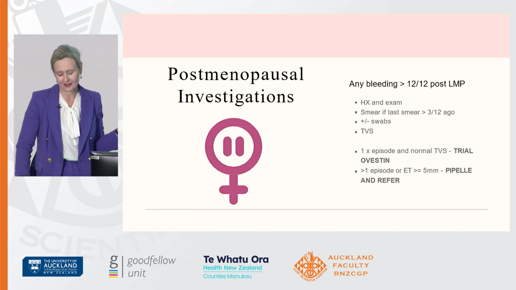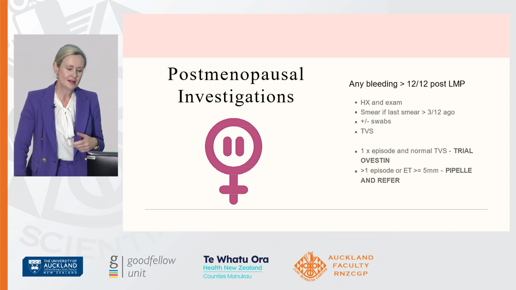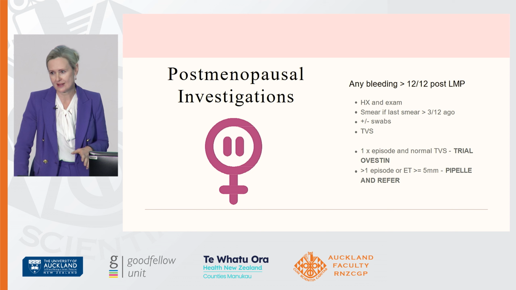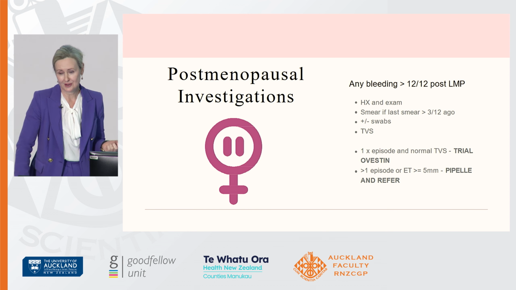And there's differing recommendations depending on the catchment for postmenopausal bleeding as well. So 1 episode of bleeding and a normal ultrasound, that's an endometrial thickness of less than 5 millimetres, please try Ovestin, there's no need to refer. The chance of being endometrial pathology is very, very small, less than 2%. However, if it's more than 1 episode or the endometrial thickness is more than 5 millimetres, then we would encourage everyone to do a Pipelle.